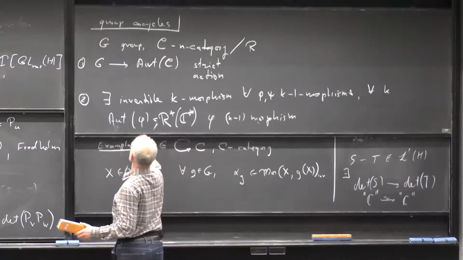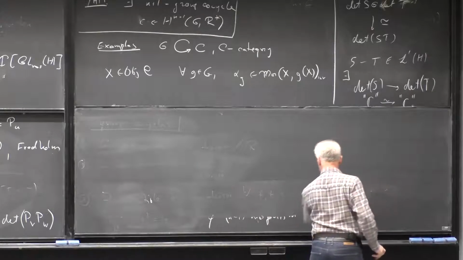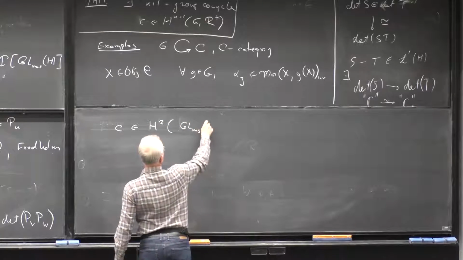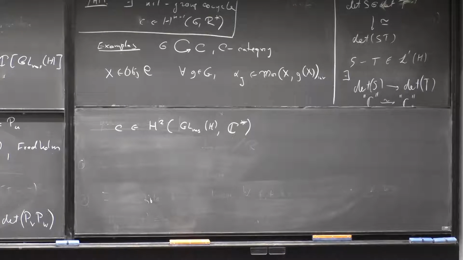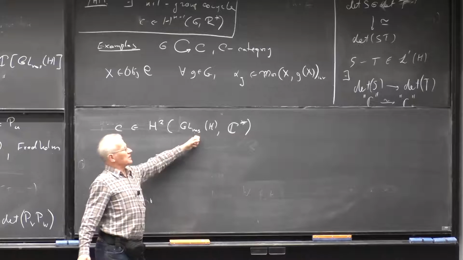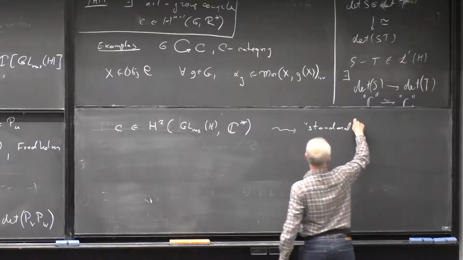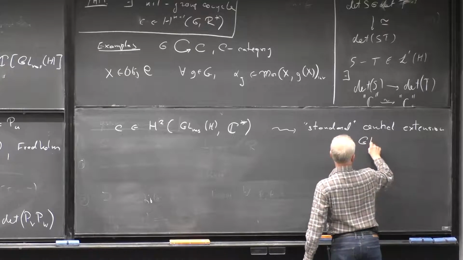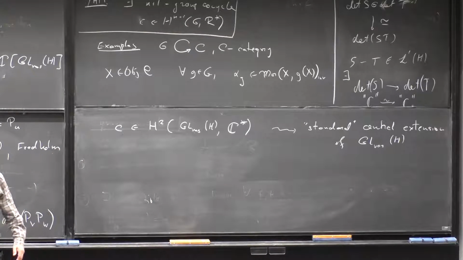Let me write here. This corresponding C is a two-cocycle on GL restricted H, with coefficients in invertible numbers. Okay? A central two-cocycle. This is just a central extension of a group, right? So this is the standard central extension of GL restricted H. That's the central extension that shows up for loop groups, for example, right?